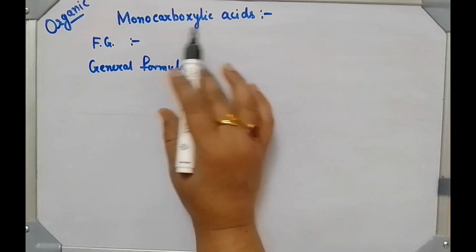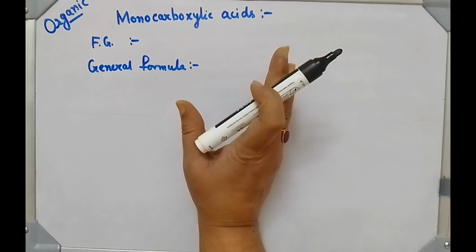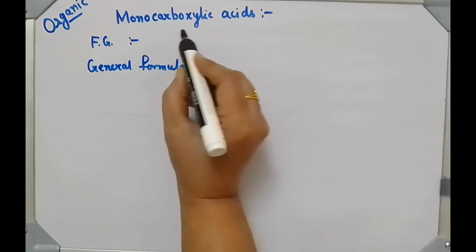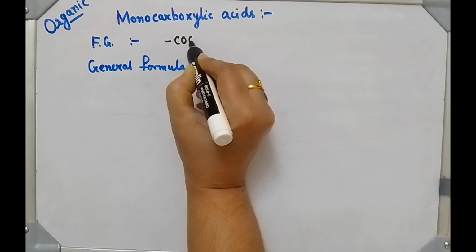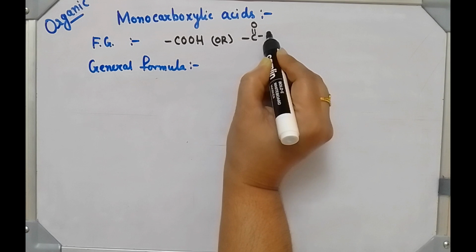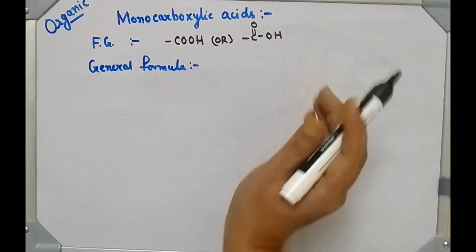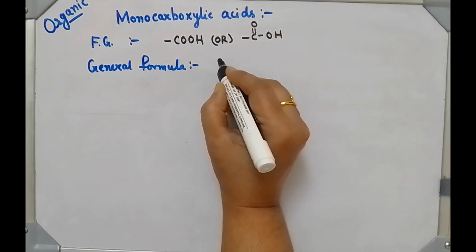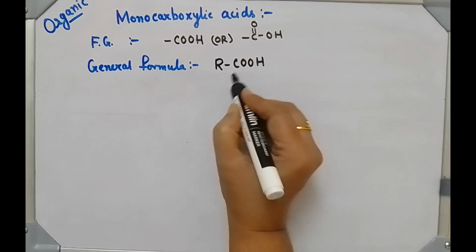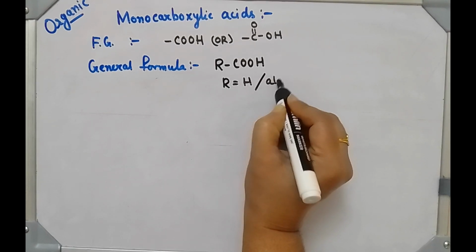Next functional group is monocarboxylic acids, meaning the functional group is carboxylic acid. If your compound has one carboxylic acid, that is a monocarboxylic acid. The structure of the functional group is COOH, or you can write it this way, C double bond O, OH. Now see, the tetravalency of carbon is satisfied: 1, 2, 3, 4. The general formula for monocarboxylic acids is RCOOH. R may be H, or it may be any alkyl group.